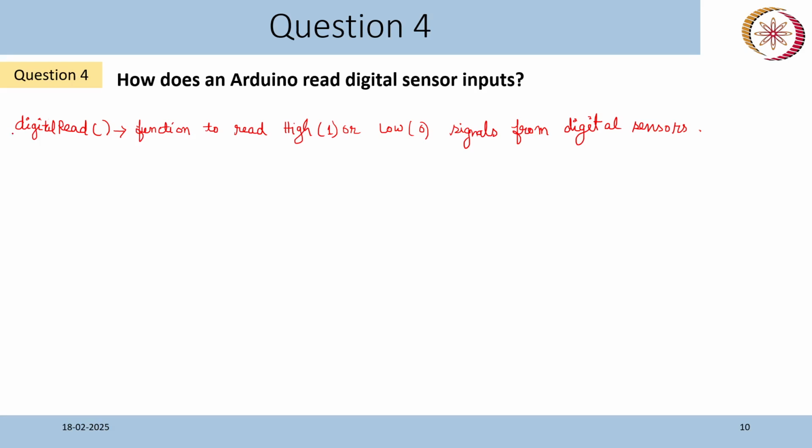Next, similarly, we will have analog read. If your sensor is analog, you will write your pin number here. A function to read analog input.